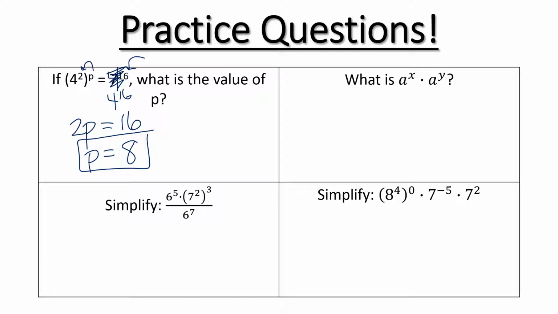Okay, we're going to shift over here to this one. It says, what is a to the x times a to the y? First thing we need to recognize here is that they have the same base, which is an a. So the next thing we want to do is if we notice they have the same base, we want to see what they're doing, and in this case they're being multiplied together, which tells us that we have to add our powers.